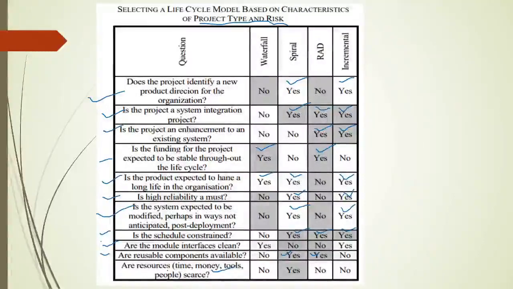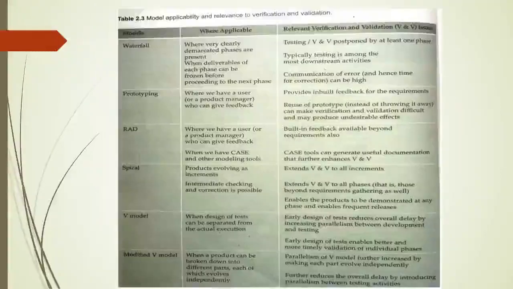So these resources are available with you all. If it is not scheduled properly, then if you want to decide that, you can go for the spiral model. We have already seen waterfall, prototyping, rapid application, spiral, and the V model. In which case can you use the V model or modified V model?